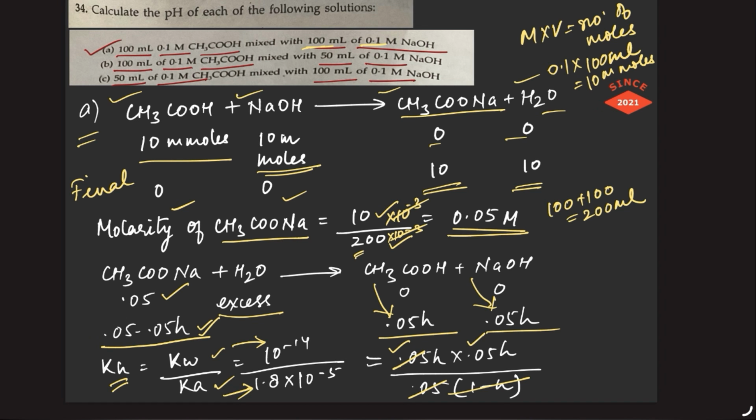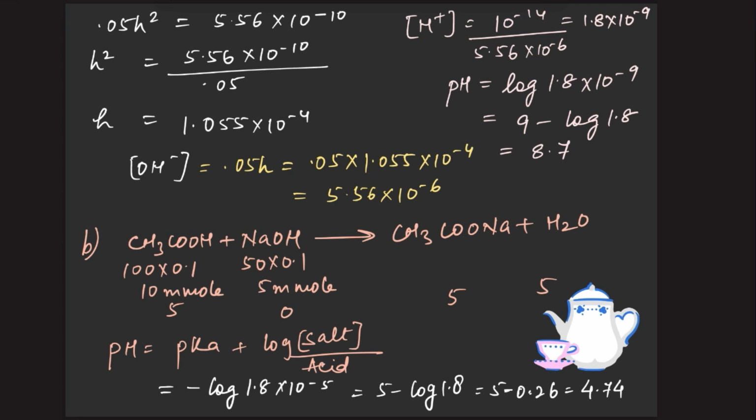So finally you get the value of 0.05 h square, which is equal to 10 to the power minus 14 divided by 1.8 into 10 to the power minus 5. This is equal to 5.56 into 10 to the power minus 10, which is equal to 0.05 h square. Solving, value of h is equal to 1.055 into 10 to the power minus 4.